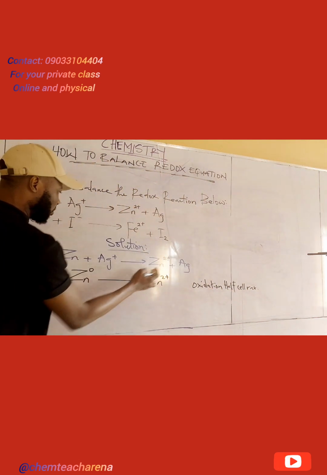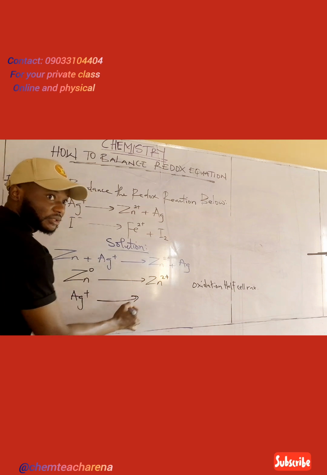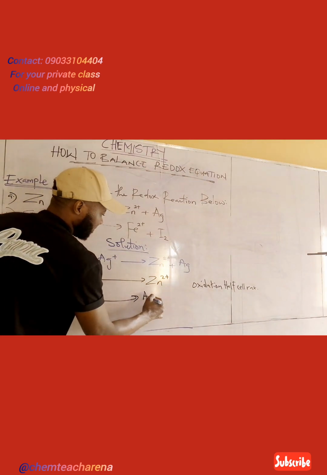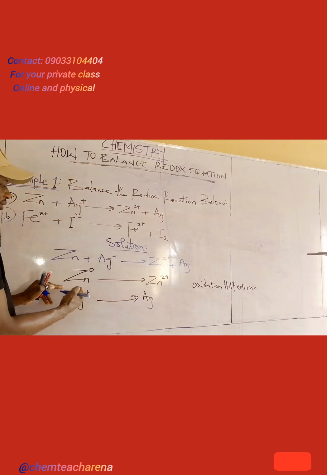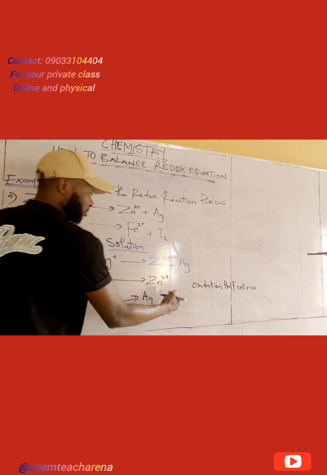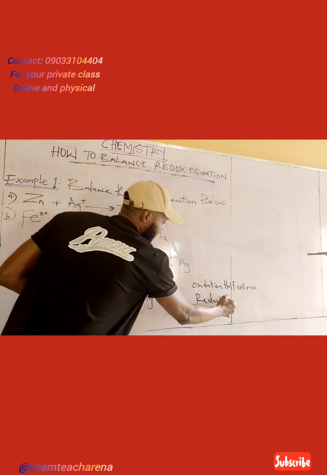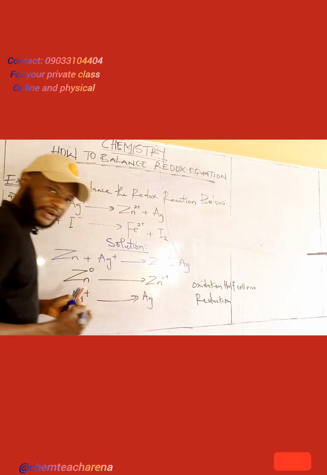Then I will break the second one also. Pick your silver, Ag+, giving Ag. This is plus 1. This is 0. So it has reduced. Then this one becomes my reduction half cell reaction.